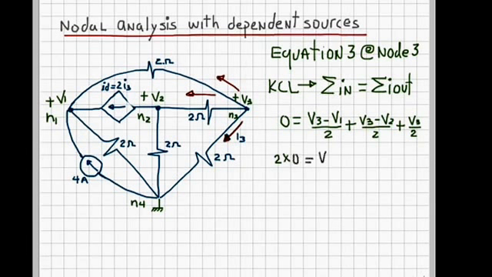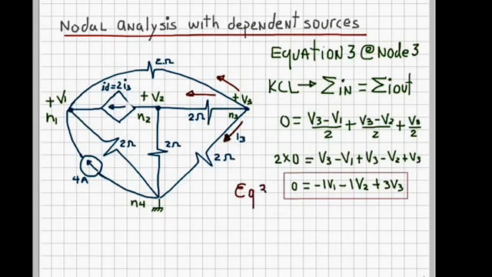Multiplying 2 on the other side, leaves us with V sub 3 minus V sub 1 plus V sub 3 minus V sub 2 plus V sub 3. Rearranging, we have 0 is equal to minus V sub 1 minus V sub 2 plus 3 V sub 3, and this is our equation number 3.